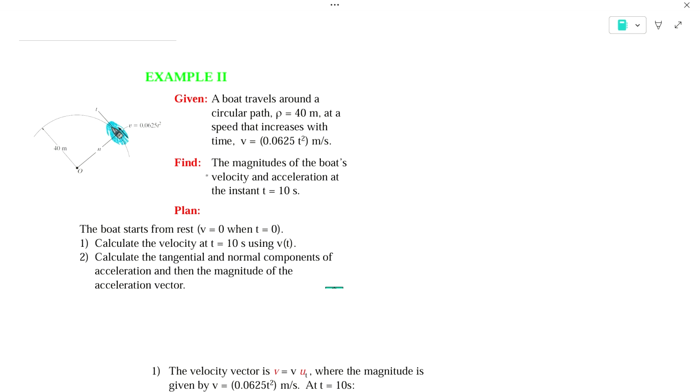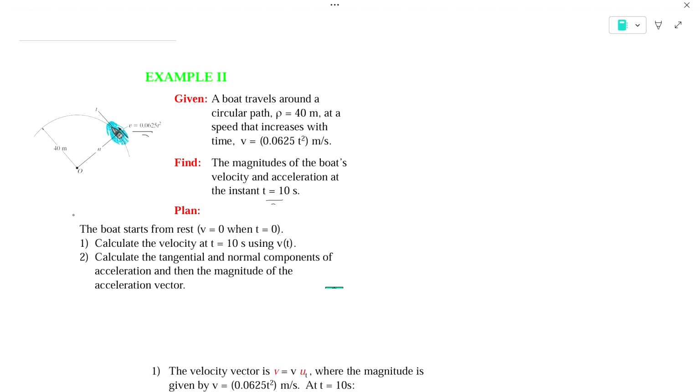All right, let's look at example number 2. So they're telling us that a boat travels around a circular path where the radius of the path is 40 meters, and the speed is given by, actually the speed increases, so there's an acceleration. The speed increases with time, so the velocity is this function. The magnitude of the boat's velocity and acceleration are needed at time t. So we need to know in 10 seconds what is the velocity and acceleration.